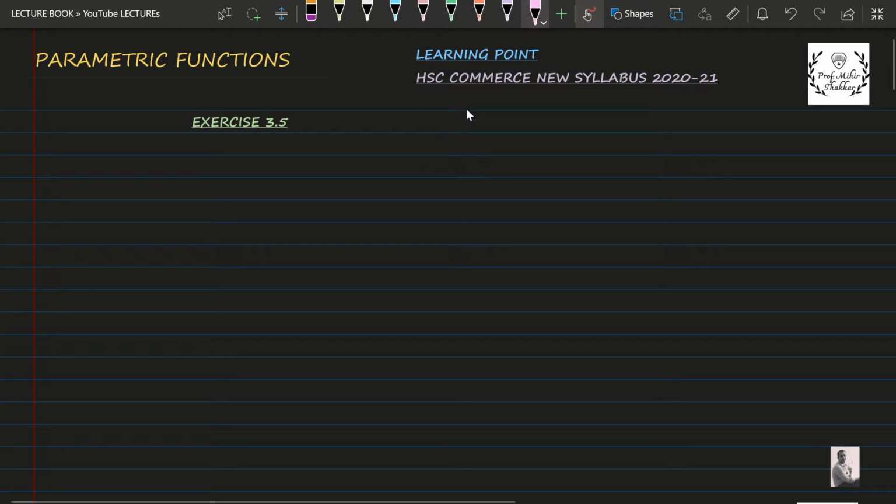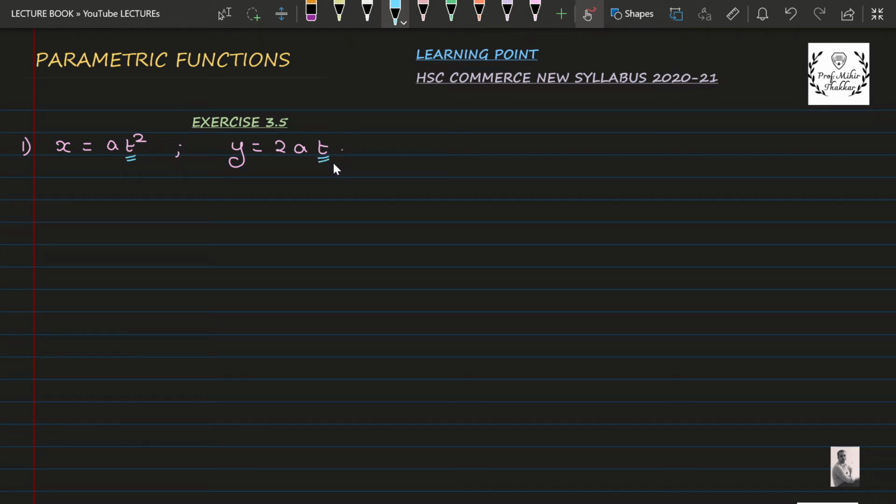Today we are going to study exercise 3.5 of the parametric functions, which is a part of the new syllabus of 12th commerce. So the first question that is given to us is something like this: x is equal to at square and y is equal to 2at. So we observe over here that x is a function of t and y is also a function of t.